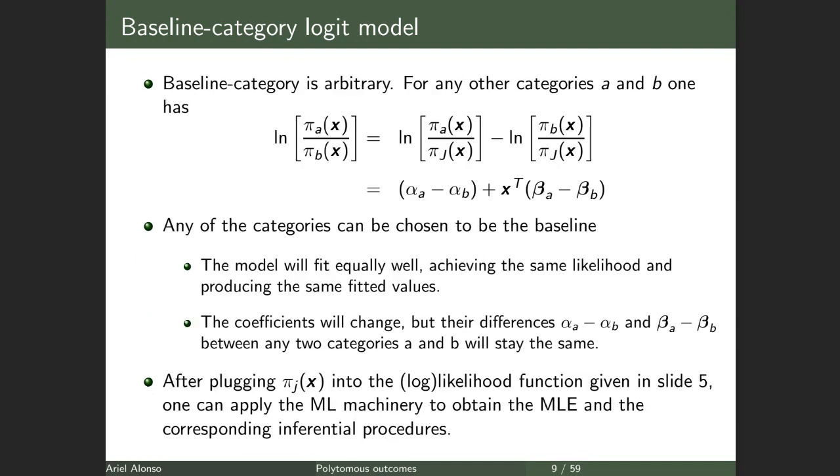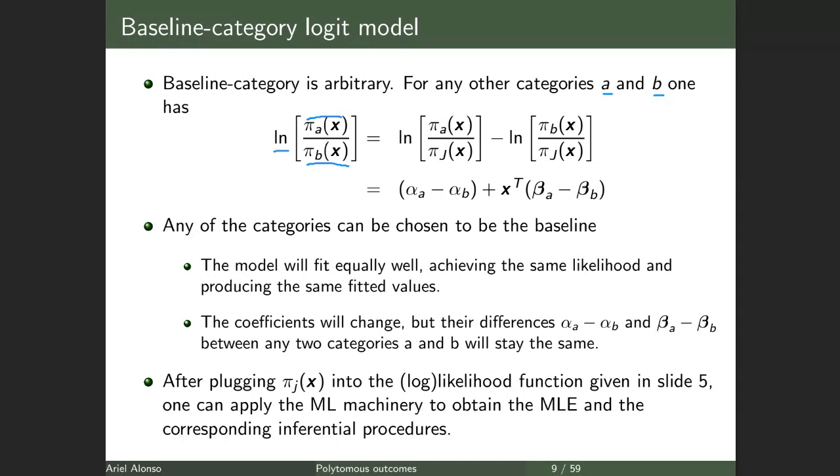Now, I told you that which category is chosen as the baseline category is absolutely irrelevant. It's a completely arbitrary thing. And to see this, suppose that you have two categories, A and B, and you want now to calculate the odds of category A instead of category B. How do you do that? Well, you have the probability that you will observe outcome A divided by the probability that you will observe outcome B. That would be the odds of observing outcome A instead of B.